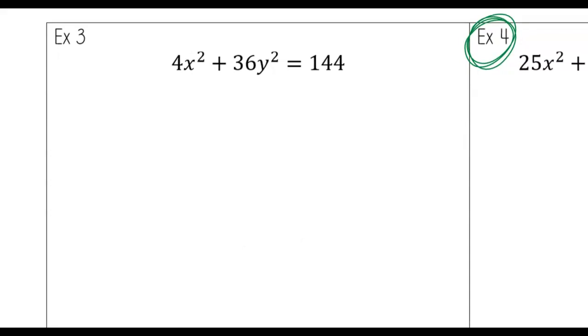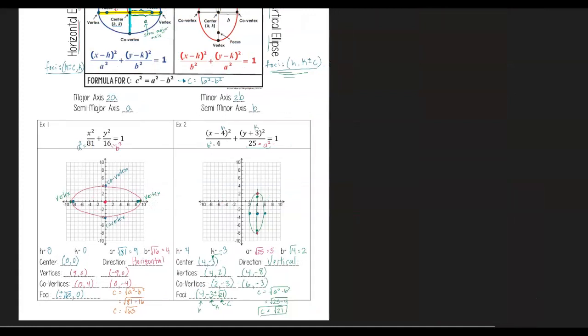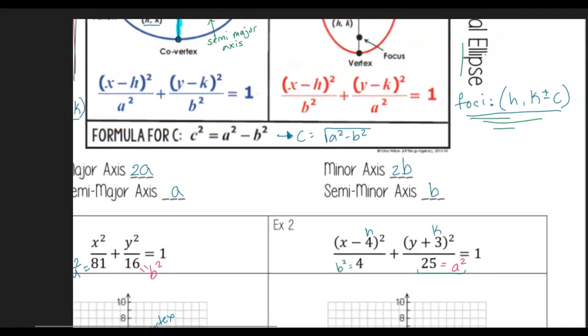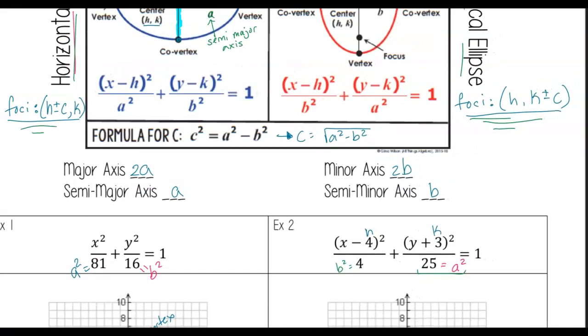Oh, can you show the equation one more time? Sure. So if it's a horizontal ellipse, to find the foci, we use this formula. If it's a vertical ellipse, we use this formula here.